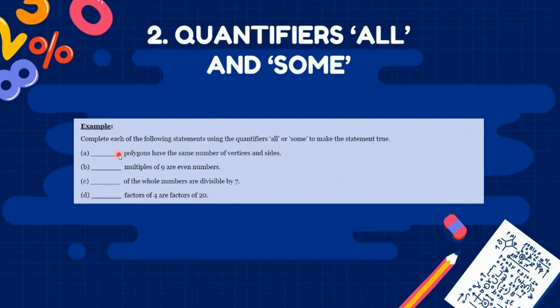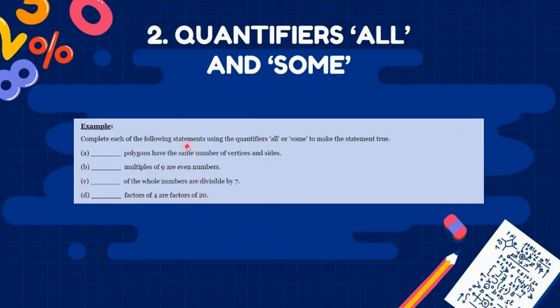For question A, blank space, polygons have the same number of vertices and sides. B, blank space, multiples of 9 are even numbers. C, blank space, of the whole numbers are divisible by 7. And last but not least, D, blank space, factors of 4 are factors of 20.